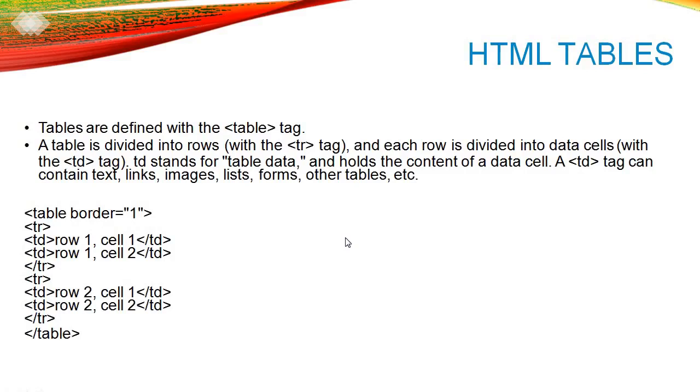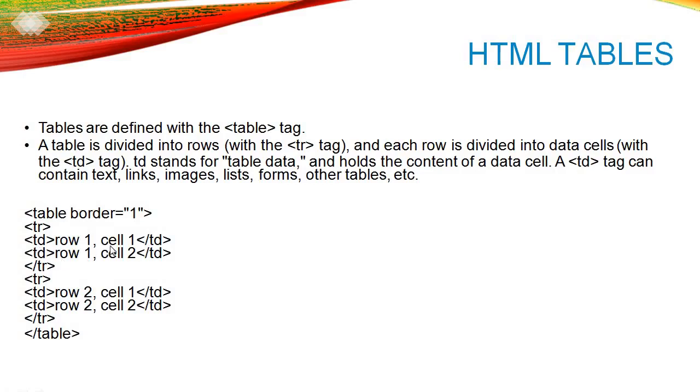Now the HTML table. A table is defined with the table tag, and it is divided into rows and columns. The row is mentioned by the TR tag, that is table row, where each row is divided into table cells, that is TD. TD stands for table data, which holds the contents of a data cell. TD can contain text, links, images, lists, forms and other information related to the table. So here is an example of our HTML table, with table border mentioned as 1.